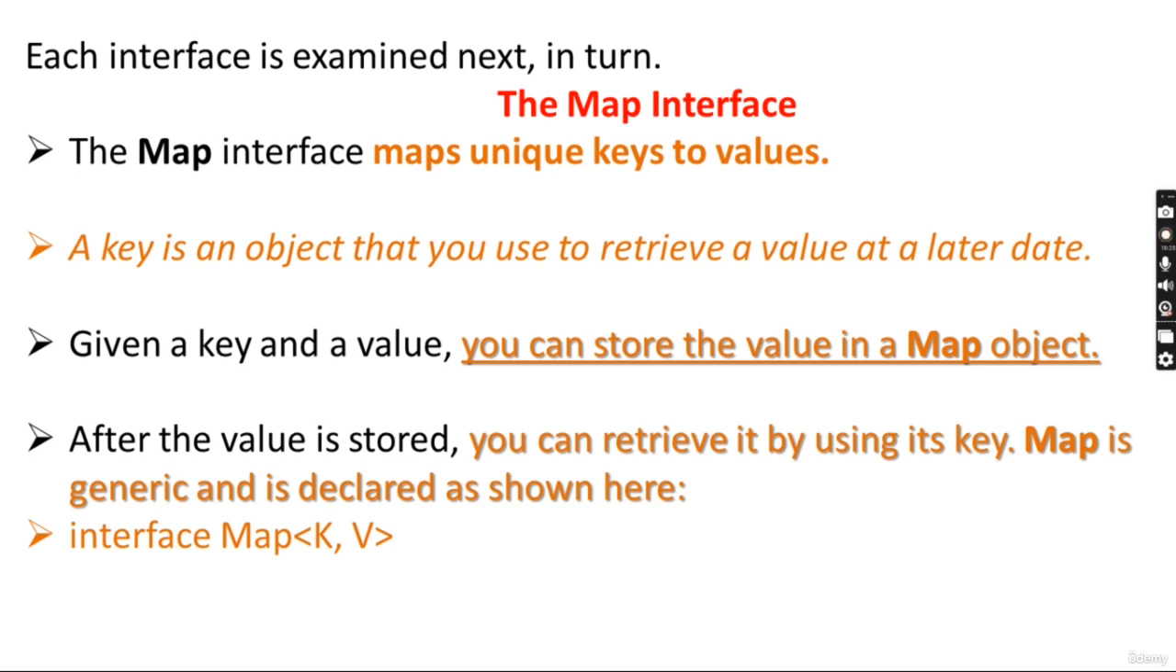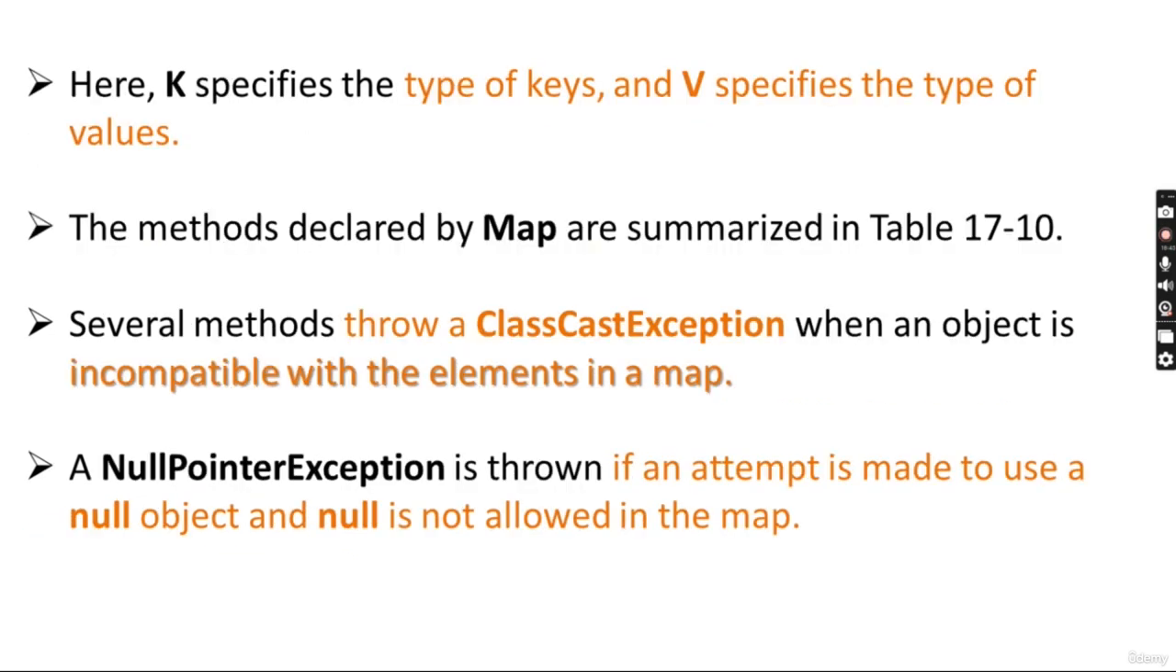The Map interface maps unique keys to values. A key is an object that you use to retrieve the value at a later date. Given a key and a value, you can store the value in a Map object. After the value is stored, you can retrieve it by using its key. Map is generic and declared as interface Map<K, V>, where K specifies the type of key and V specifies the type of value. The methods declared by Map are seen in the next table, 17-10.